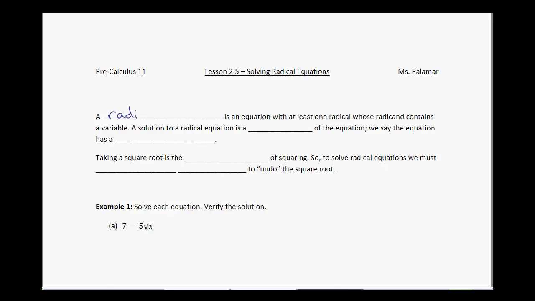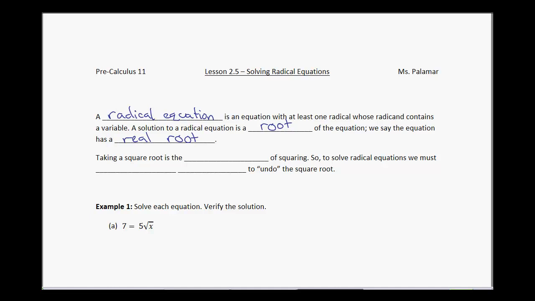A radical equation is an equation with at least one radical whose radicand contains a variable. A solution to a radical equation is a root of the equation. We say the equation has a real root.